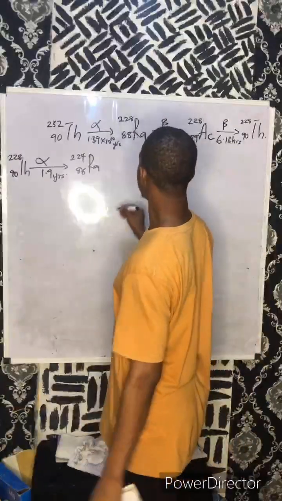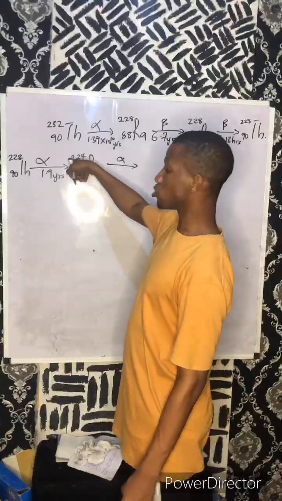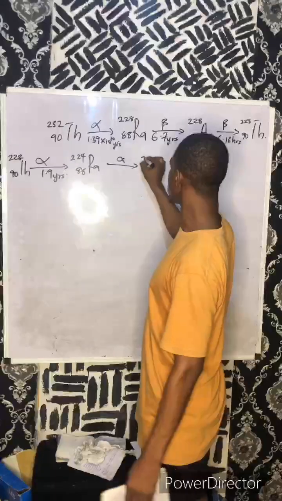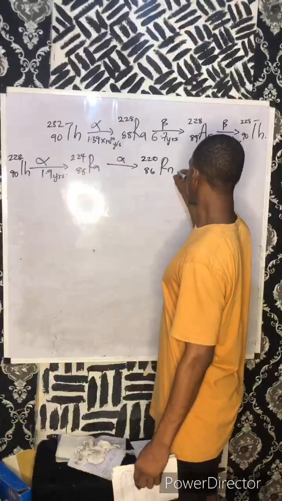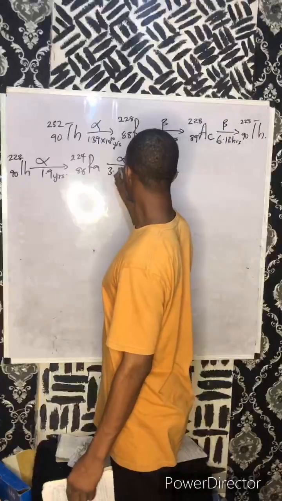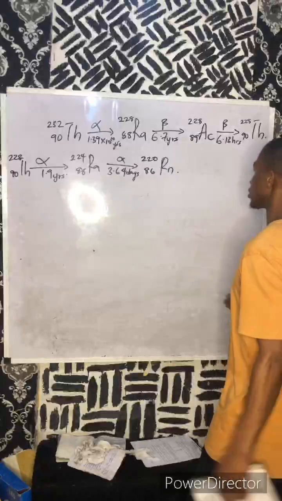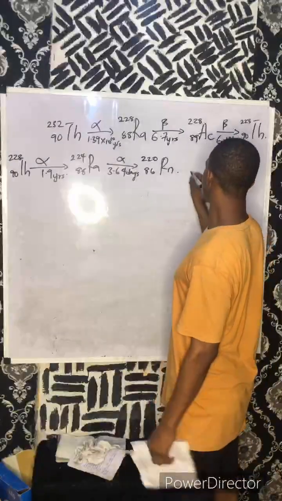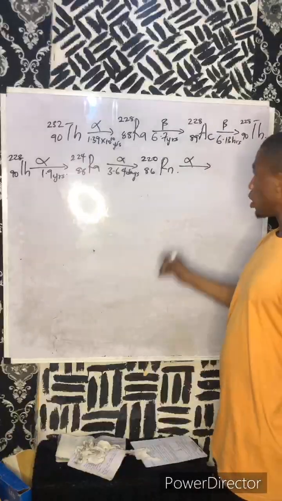So moving on, we have another alpha emission. This is 224 minus 4, which is 220. 88 minus 2 is 86. This is radon. This happens for about 3.64 days. Am I correct? Yes, I'm correct. So the next thing there is alpha again. I told you 4 alpha after the beta, so alpha again.